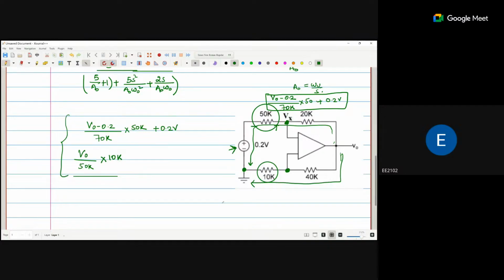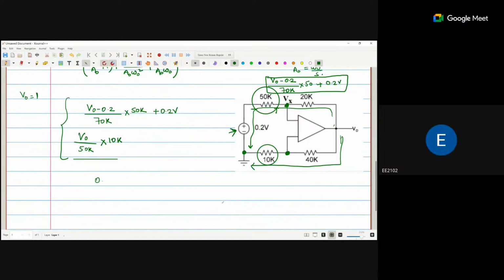Now which one is higher? For that, I just assume V0 is 1 for the understanding. So it is 0.8 divided by 70k into 50k plus 0.2. So it is 40 divided by 70 plus 0.2. So it's around 0.6 plus 0.2, that is 0.8 volt. If I assume V naught is 1, then the Vx voltage is 0.8 volt.